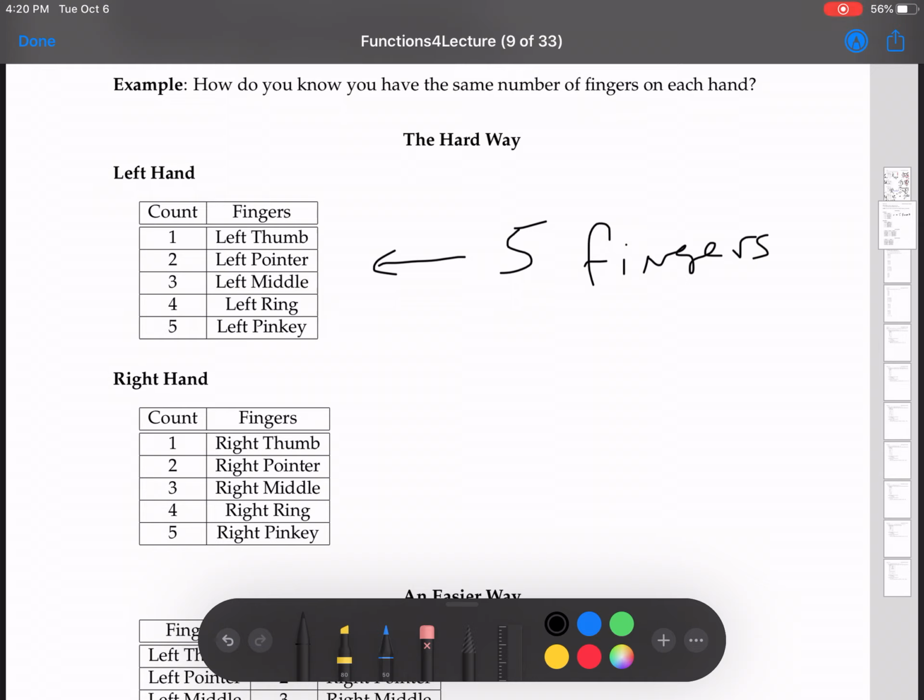Okay, you look at your right hand and you say, well, let's see, how many fingers do I have there? I start with my right thumb and then pointer, middle, ring, and oh, look, I have 5 fingers. 5 equals 5, so they must have the same amount on each hand. All right, well, that's the hard way. That's working way too hard. I'm not even kidding around or joking around here. I'm being totally serious. That is working way too hard.